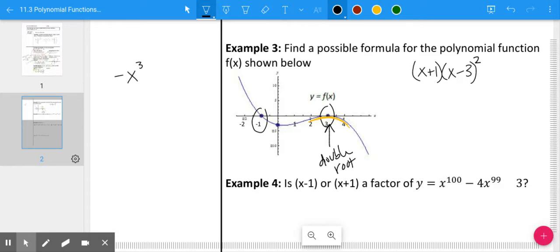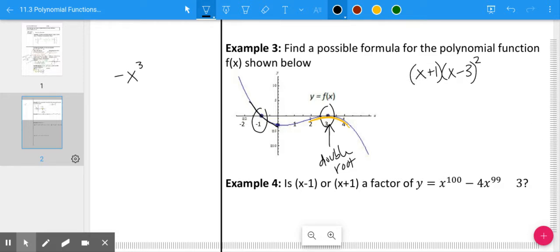What happens with the double root is it gets close to the x-axis and bounces off it. It doesn't go through it. Like -1, it just goes right through that portion of the graph. If it's a double root, it doesn't go through, it bounces off. So I just make that factor squared.